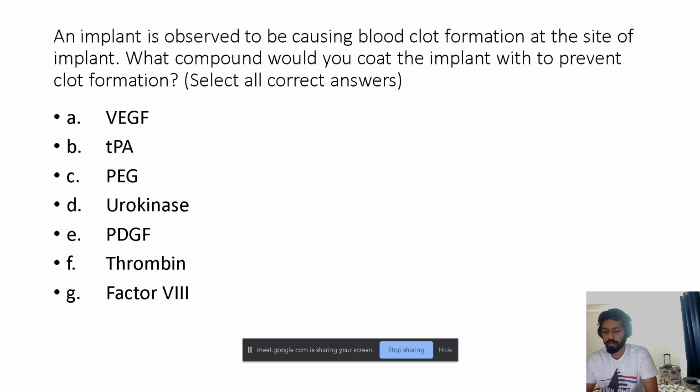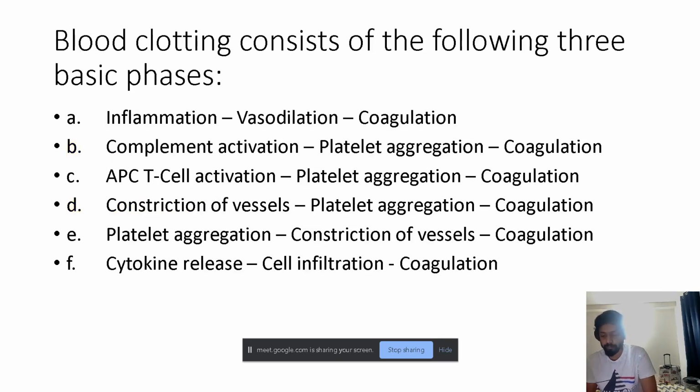So if you would know, tissue plasminogen activator and urokinase are both involved in prevention of blood clot formation from occurring. So you would want to give those two. And tissue plasminogen activator, I think, is sometimes given in clinics as well to resolve blood clot formations. Okay.